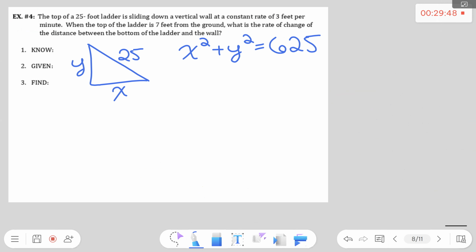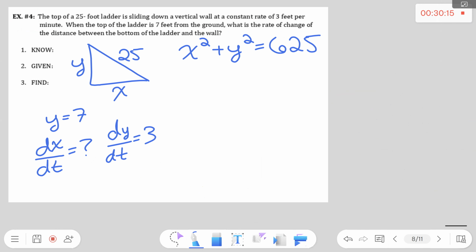Okay, well the top of the ladder is 7 feet from the ground, so when y equals 7, what is the rate of change of the distance from the bottom of the ladder to the wall? It's sliding down at 3 feet per minute. It's sliding down vertically, so we know dy/dt equals 3, and that's feet per minute. That's 7 feet.